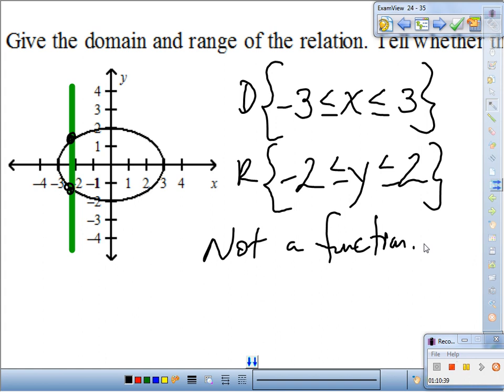And if you got that? Okay, good. Does it say to explain? No, as long as you just say whether it is a function. All right, go to number 25.